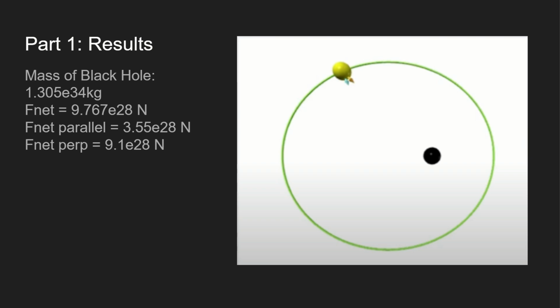And so the result is the mass of the black hole is 3.03 times 10 to the 34 kilograms. I got my F net to be 9.767 times 10 to the 24 newtons. F net parallel equals 3.55 times 10 to the 28 newtons. F net perpendicular equals 9.1 times 10 to the 29 newtons.